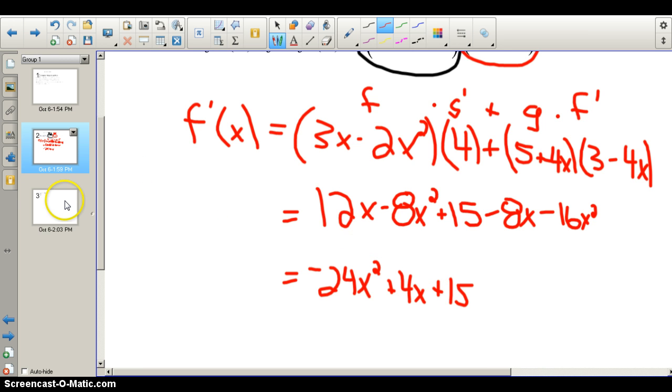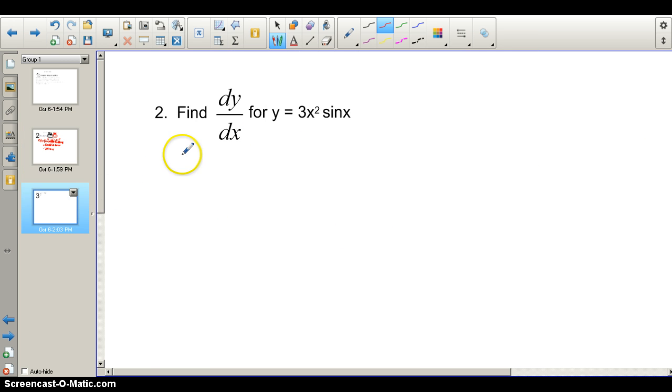Let's look at a second example. Find dy dx for y equals 3x squared times sine x. This can be our first function. This would be our second function.